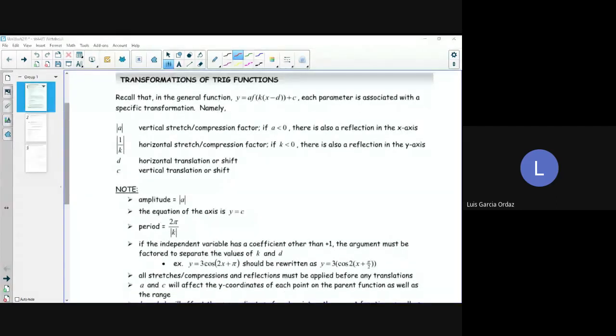So we're going to be doing transformations with trig functions. Okay, so remember that in polynomial functions, we had it in the form of y is equal to a f of k times x minus d plus c. So each parameter is associated with a specific transformation. So for example, we associated A with the vertical stretch or compression. So if A was negative, it was reflected in the x-axis. K was represented as the horizontal stretch or compression. D is the horizontal translation. And C is the vertical shift of up or down.